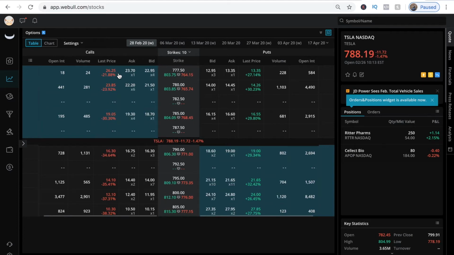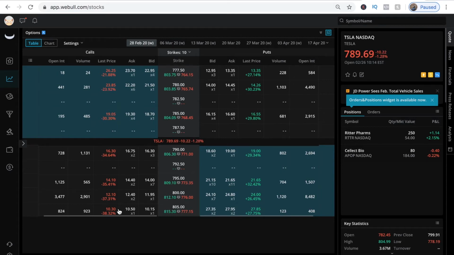The reason this may somewhat confuse you as well is because the strike price goes up as it goes down. We see that Webull is showing a 777 strike price right here at the top, and then we have an 805 at the bottom. So the strike prices are going up as you move down. That may be somewhat confusing to a degree, but that is the case.